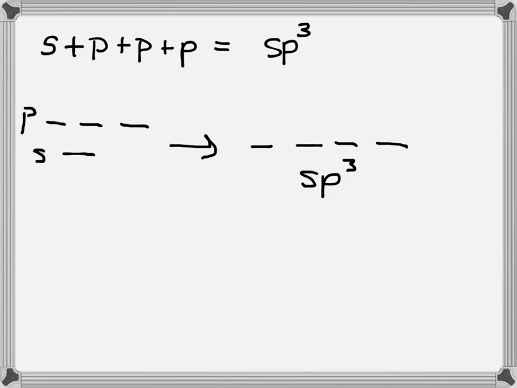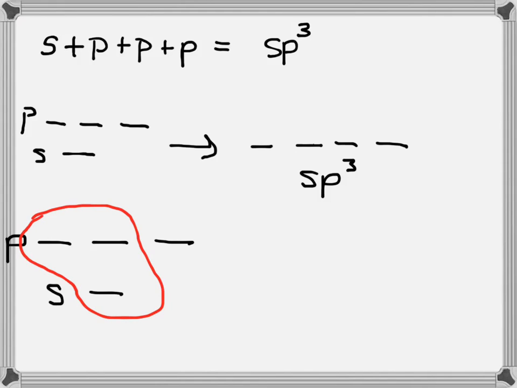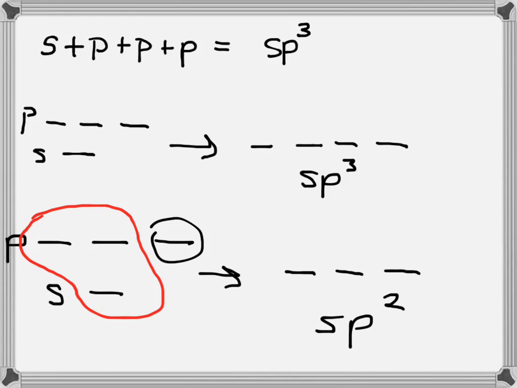So what if, instead of using all 3 of the p orbitals, what if we just took 2 of them? So we're going to use 2 of those and the s. What do you think we would call that? We call that sp2. And then what we're going to end up with is 3 sp2 orbitals, and then this guy just stays unchanged. So that's just a p orbital.